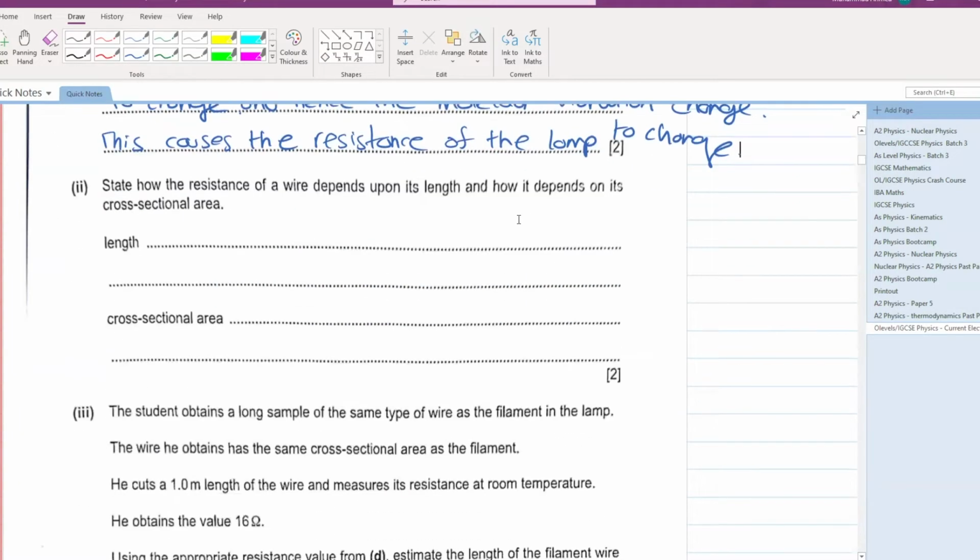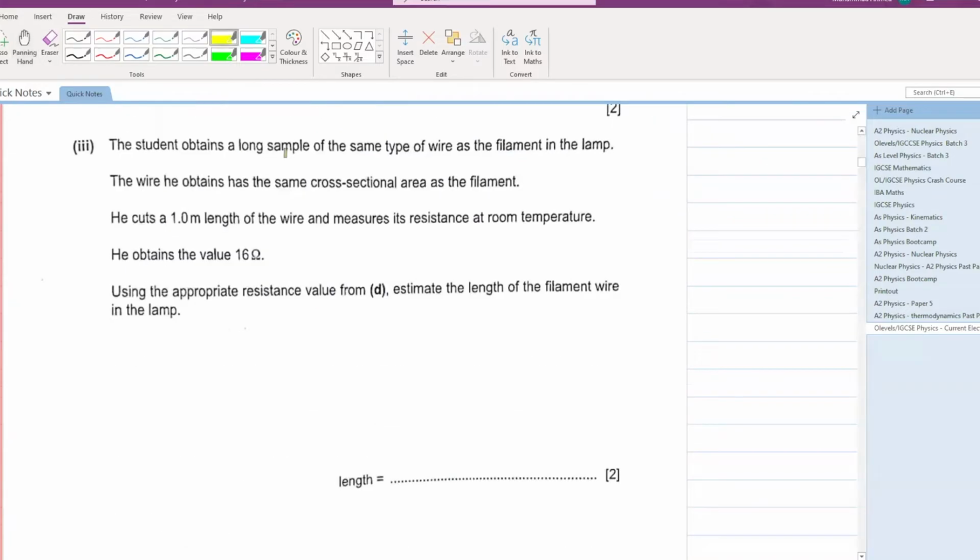Simple. State how the resistance of a wire depends on its length and how it depends on its cross sectional area. So resistance of a wire is directly proportional to length and resistance of a wire is inversely proportional to its area. Simple. Okay, let's read out this question.